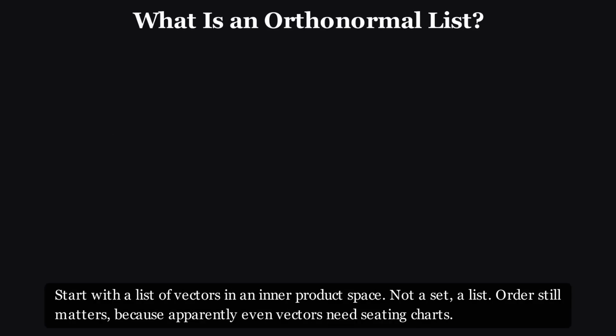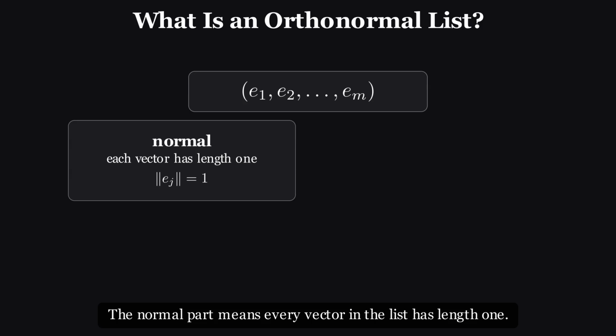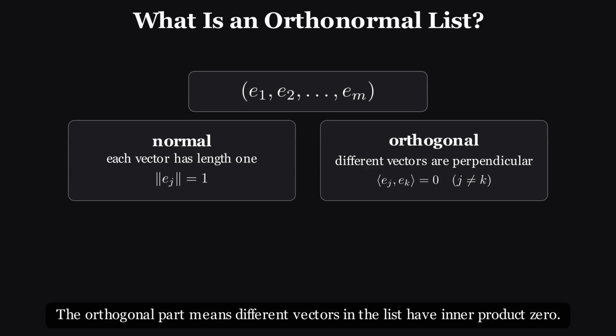Start with a list of vectors in an inner product space, not a set. A list order still matters, because apparently even vectors need seating charts. The normal part means every vector in the list has length 1. The orthogonal part means different vectors in the list have inner product 0.